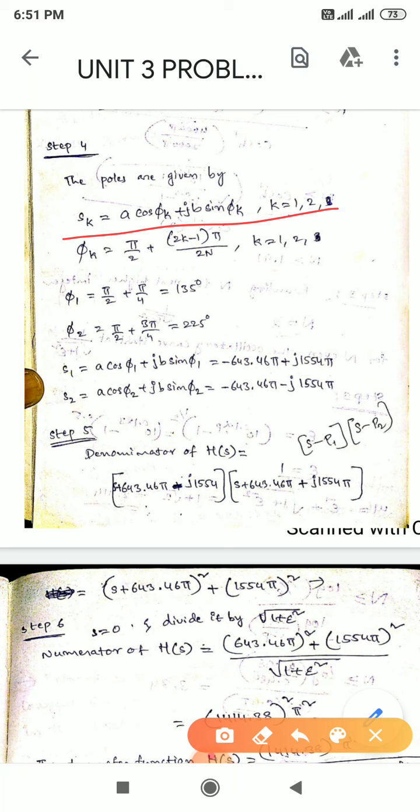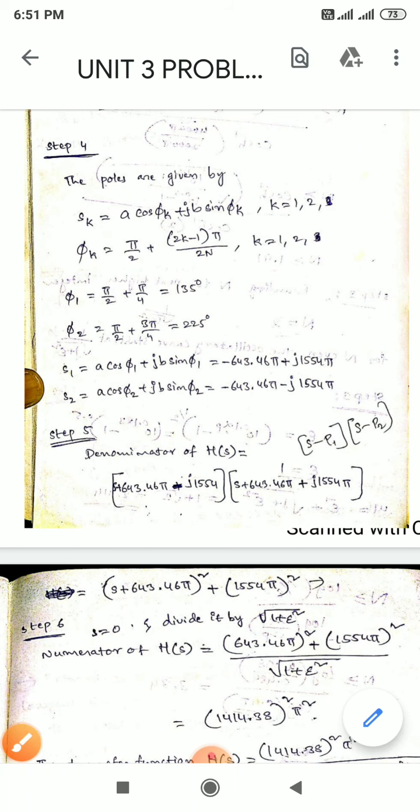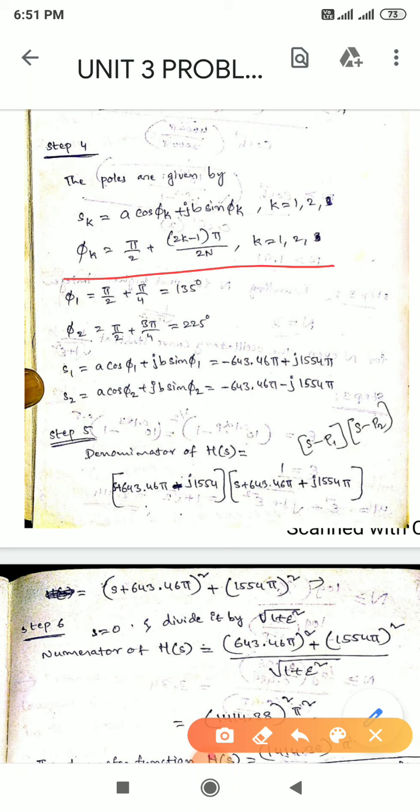For determining sk, first we are calculating phi k. How can we calculate phi k? Phi k is calculated by using this formula. Here k is also the same. First we are calculating the phi k value. Corresponding k is equal to 1, that is phi 1. That phi 1 value is 135. Similarly, phi k for k is equal to 2, that is phi 2. That value is 225 degrees.